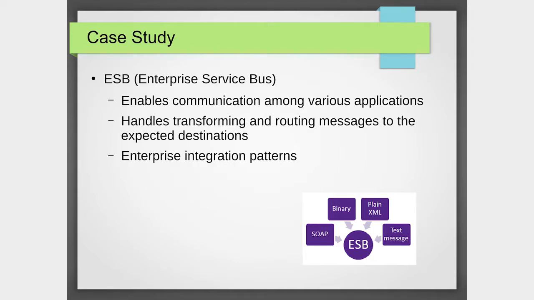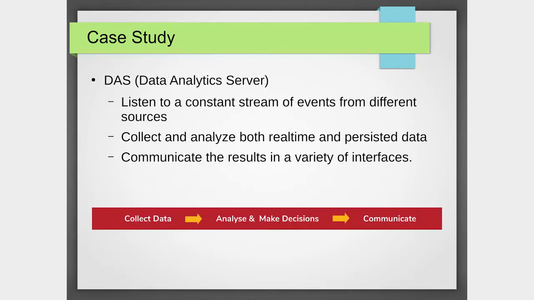We are going to use two distinct products in our case study. The first one is the Enterprise Service Bus that enables communication among various applications. So instead of having to make each of your applications communicate directly with each other, each of your applications simply communicates with a bus, and the bus handles transforming and routing messages to the expected destination. The Enterprise Service Bus supports enterprise integration partners as well. The second product is the Data Analytics Server, which is one solution with the ability to build systems and applications to collect data from different sources and analyze both real-time and persistent data. And the result of your analysis can be communicated externally in a variety of different interfaces.